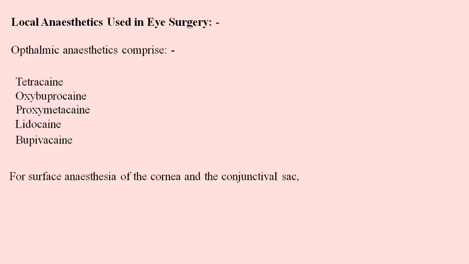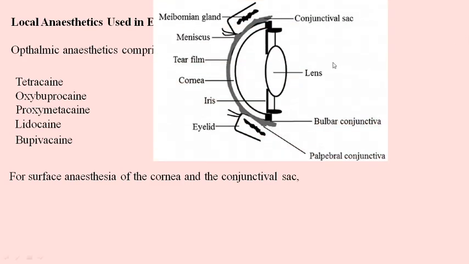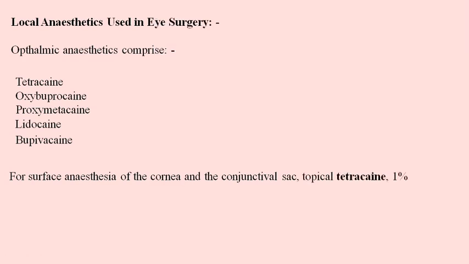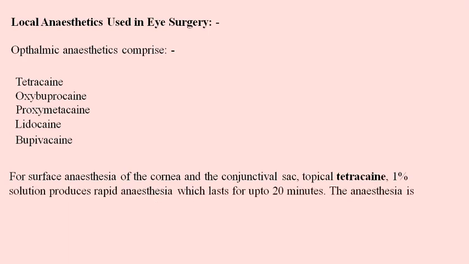For surface anesthesia of the cornea and conjunctival sac, you must know where the cornea and conjunctival sac lie. This empty portion you can see here is the cornea, and the portion above this cornea, which is coating the cornea, is the conjunctival sac. For surface anesthesia of the cornea and the conjunctival sac, a topical tetracaine 1% solution produces rapid anesthesia which lasts for up to 20 minutes.